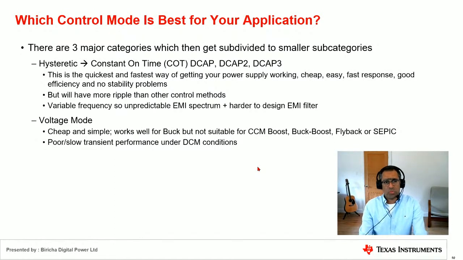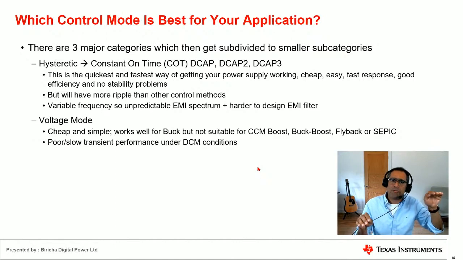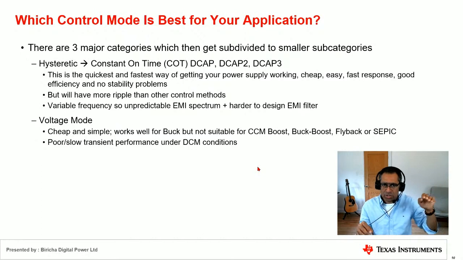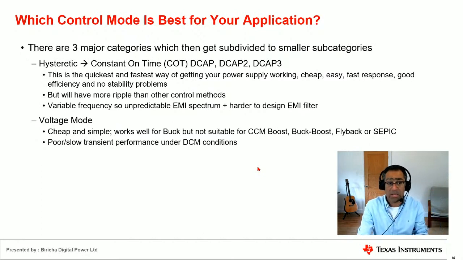The issue with voltage mode is that it's got poor or slow transient performance under discontinuous conduction mode. So what happens is, at least if you're not using synchronous rectification, we're going to talk about that shortly, if the current falls below a certain threshold on the low loads, then the transient response becomes very slow with voltage mode. The other issue with voltage mode is that if the input voltage starts to vary, it will take a longer time for voltage mode's control loop to react to that. So line regulation is not as great as it can be in current mode.